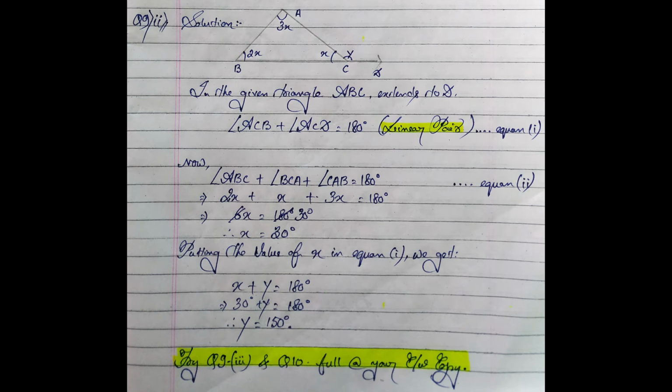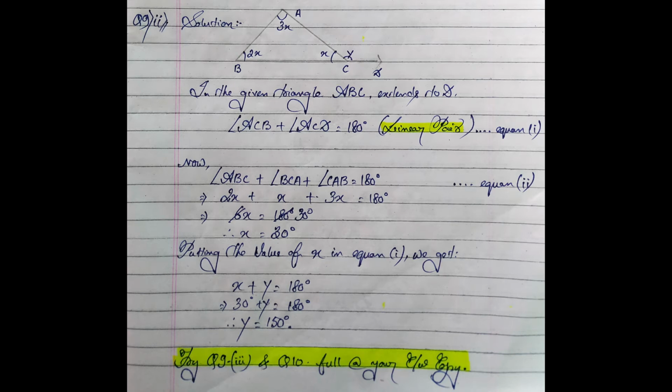Now come to question number 9.2. Here the linear pair will be 180 degree. So at first I have made an equation, that is angle ACB plus angle ACD equal to 180 degree, that is linear pair. Next, I have made another equation, that is angle ABC plus angle BCA plus angle CAB is equal to 180 degree, and the value of x is 30 degree.